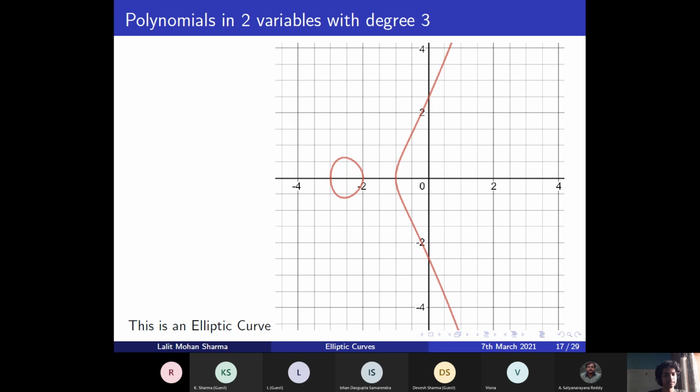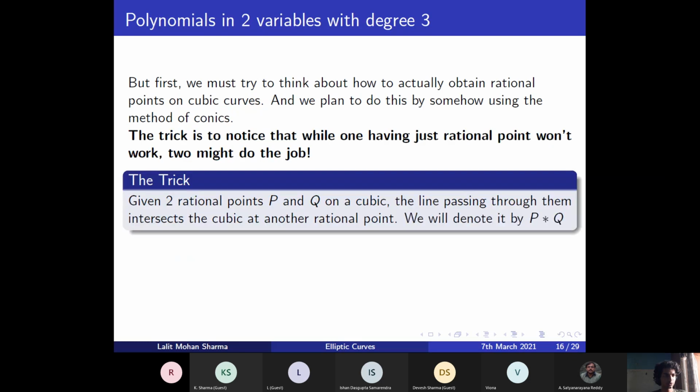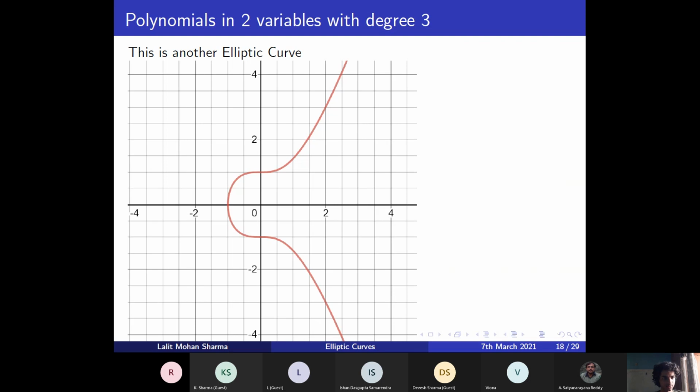So just to give you a feel for it, this was the equation, right? This is what a typical elliptic curve looks like. This part is called an egg, I think, and this is called the infinite component. It's not necessary that every elliptic curve has an egg. So this is another example in which you don't see a circle-like thing.